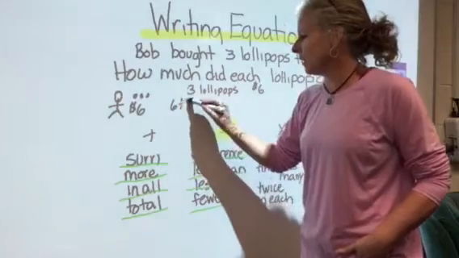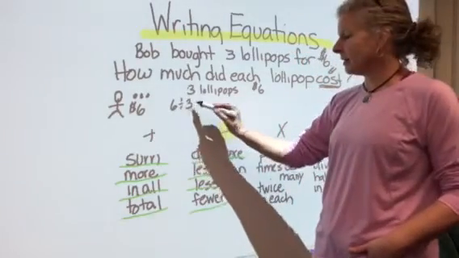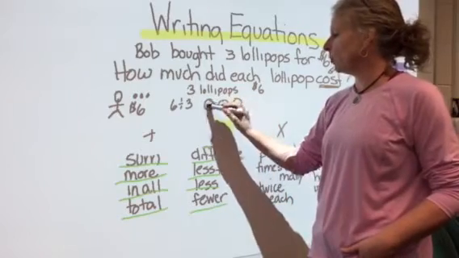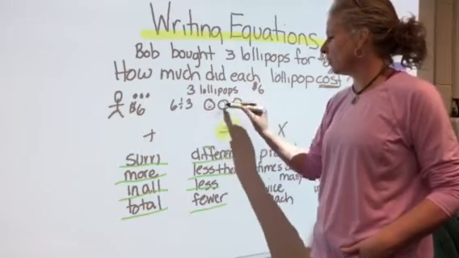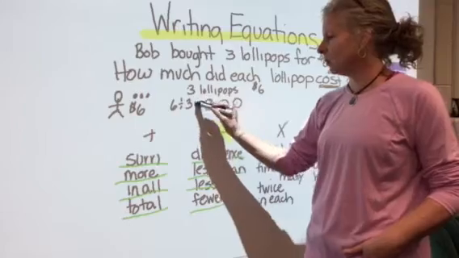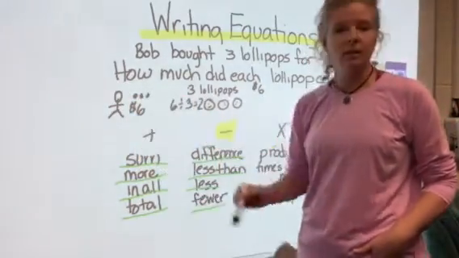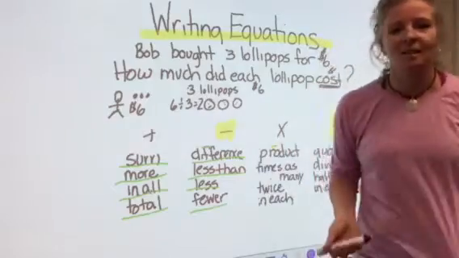6 divided by 3. If we break 6 into 3 equal groups, there are my 3 equal groups. 1, 2, 3, 4, 5, 6. How much in each group? 2. Does that make sense? 2, 4, 6. Hey, that does make sense.